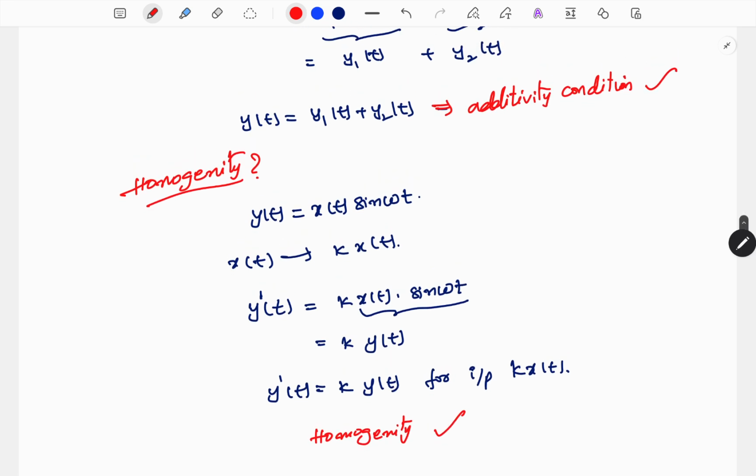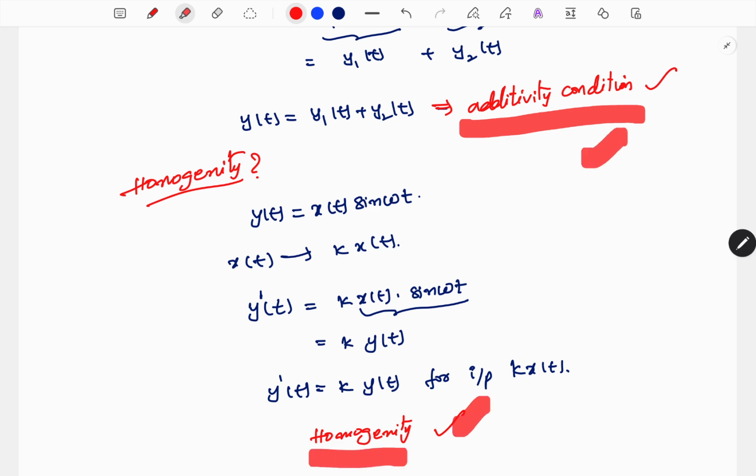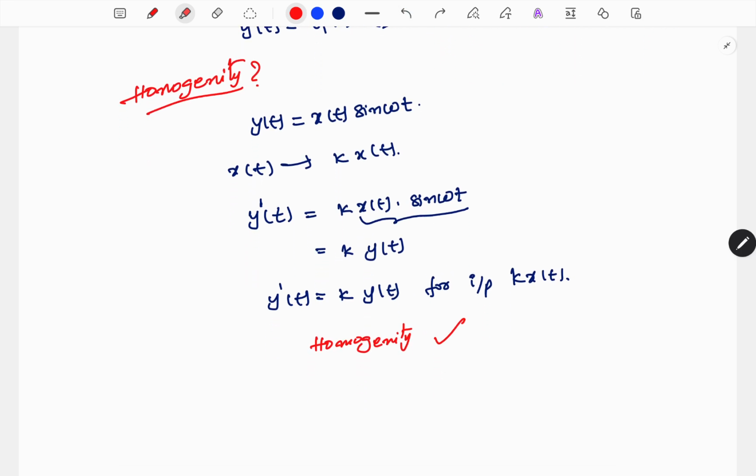So both the additivity and homogeneity conditions are satisfied. So the system is known as a linear system. The system y of t equal to x of t into sin omega t is a linear system.